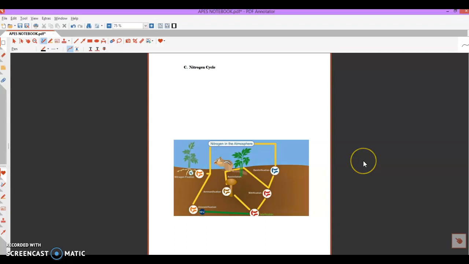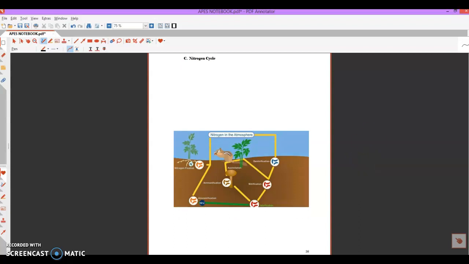All right, so I'm just going to be honest with you guys. The nitrogen cycle is the most difficult one to understand. And there's a lot of new words, a lot of new vocabulary terms that accompany learning about the nitrogen cycle.